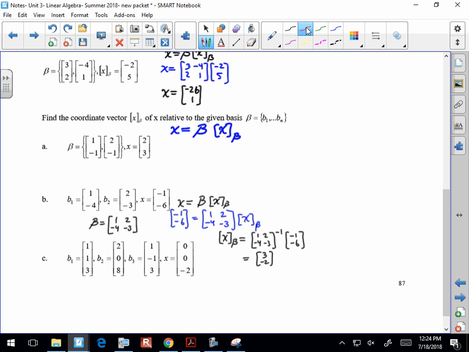That would always be the formula x equals beta x of beta. Yep. So we have 2, 3. And we have our beta: 1, 2, negative 1, negative 1. The beta matrix is telling us where i and j are going. Instead of 1, 0, 0, 1, this is what the transformation is taking us to.